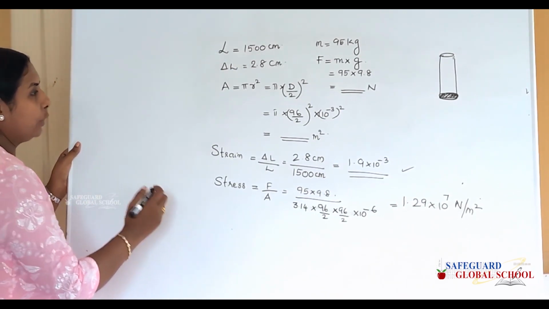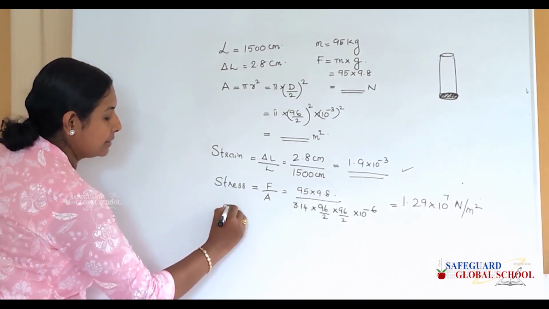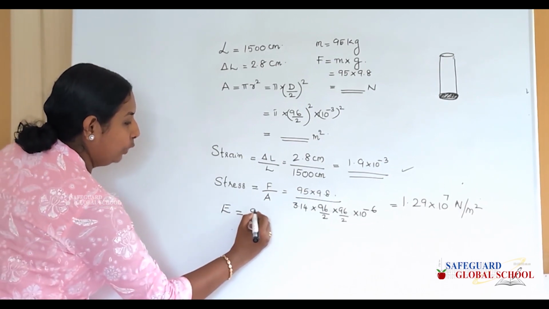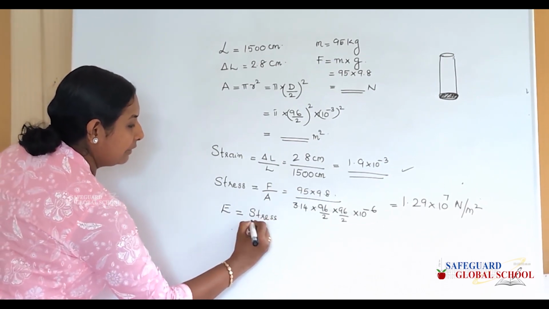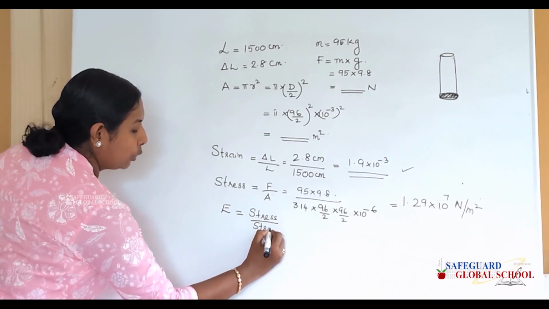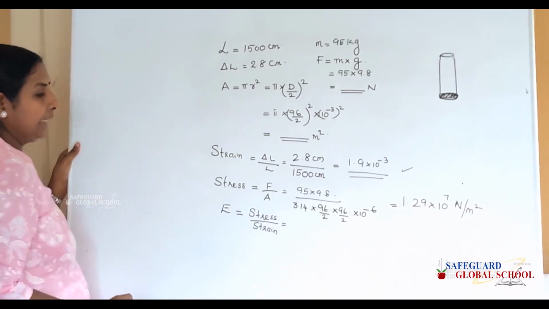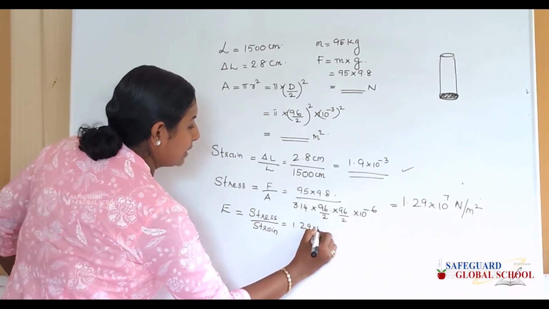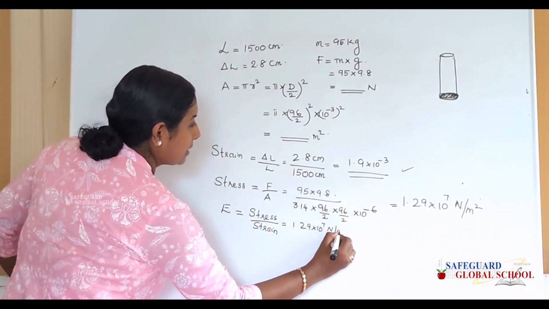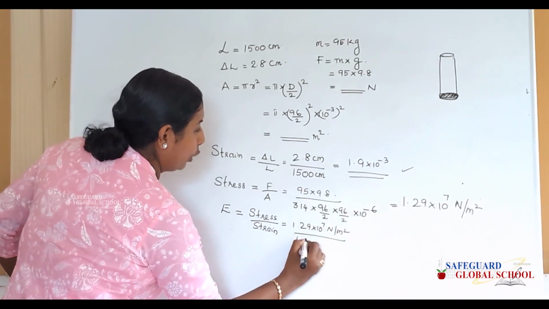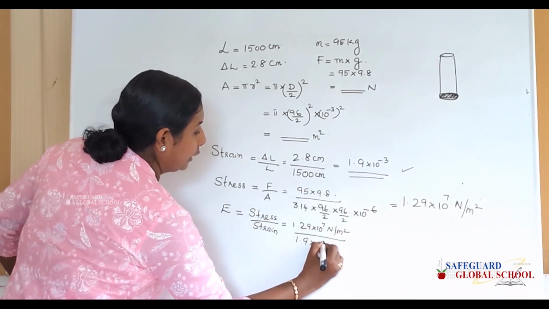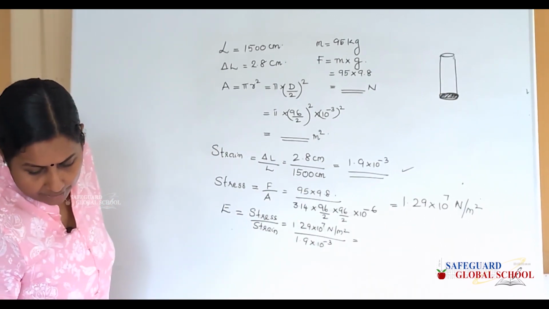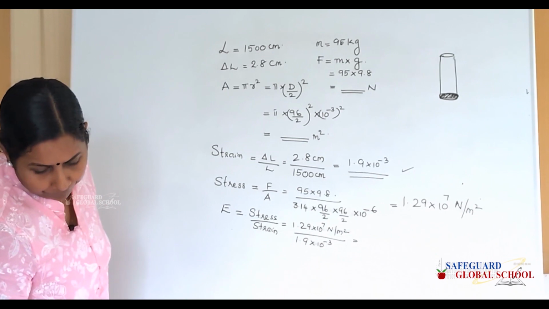Then the modulus of elasticity is asked. What is modulus of elasticity? Modulus of elasticity E is equal to, you know the formula, stress divided by strain. Here stress is given as 1.29 into 10 raised to 7 Newton per meter square. Strain, which does not have a unit, is 1.9 into 10 raised to minus 3. So when we divide it, we will get the answer as 6.84.